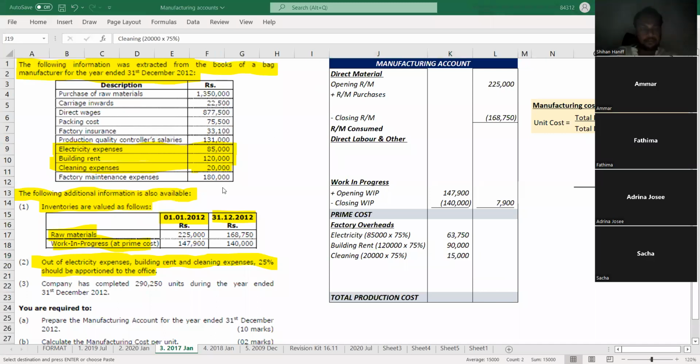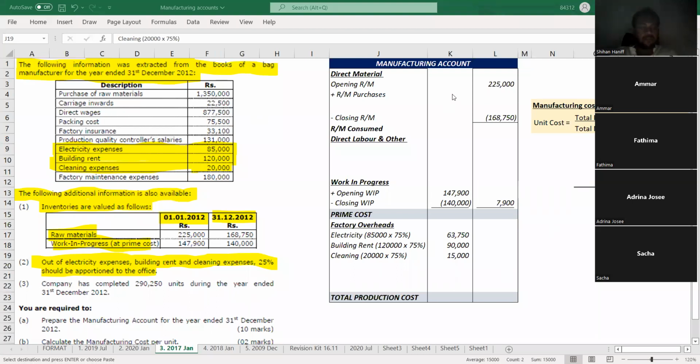Next, company has completed 290,250 units during the year ended 31st December 2012. So that is to calculate the unit cost. Okay, now we will move on to the third step. Record the remaining items from the table.